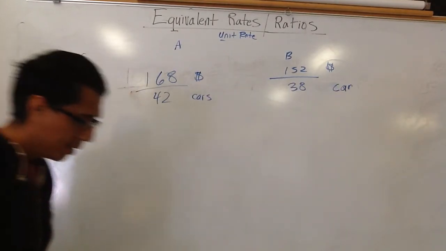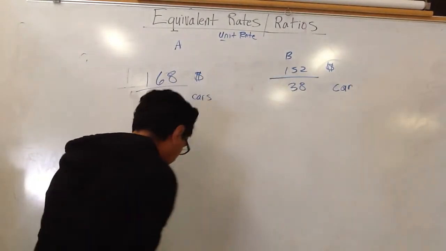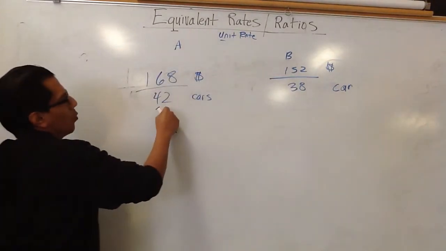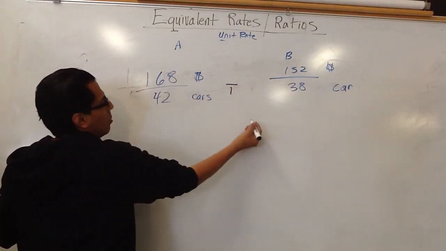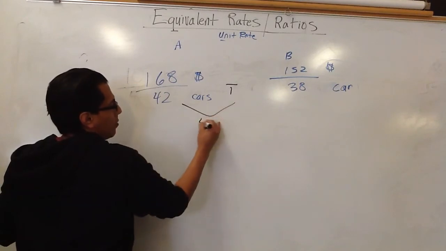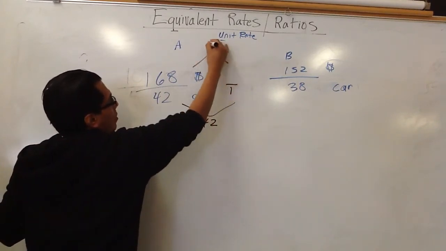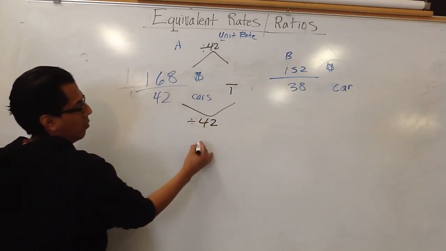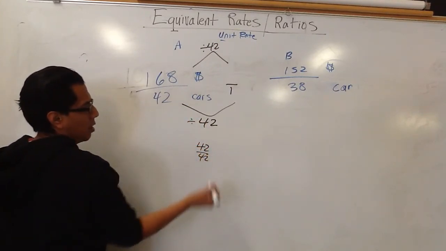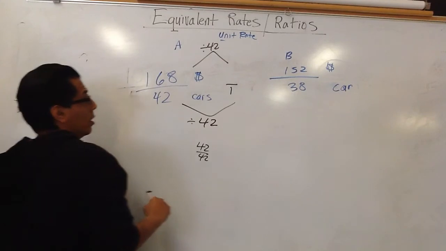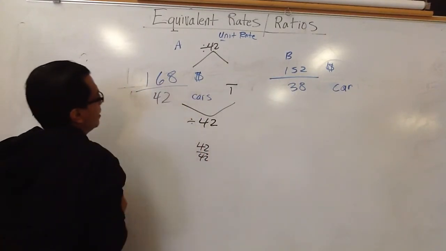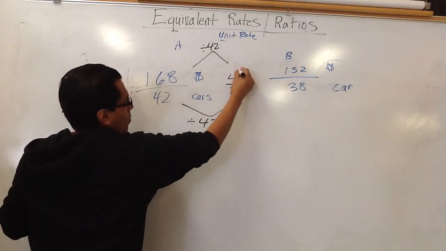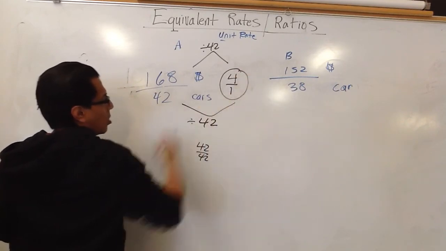For me to get this down to unit rate, which means 1 in the denominator's place, I'm going to have to divide by 42. So I'm going to have to divide the top by 42, right? 42 over 42 is a big 1, our best friend. What's 168 divided by 42? 4. So they made $4 on each car.